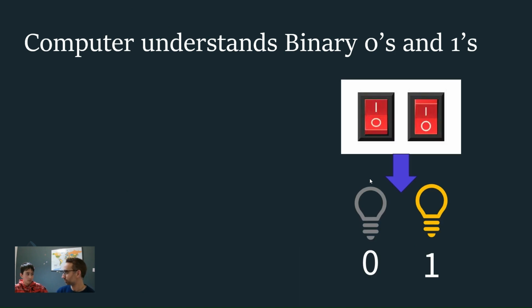So it's like a switch. A switch can either be on or off. If it is off, it is zero. If it is on, it is one. But how will you achieve it? How will you create that hardware?